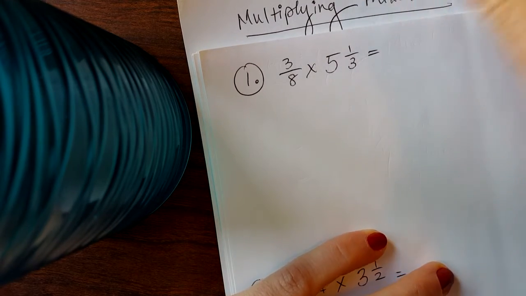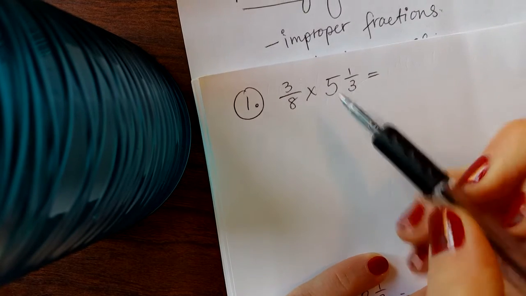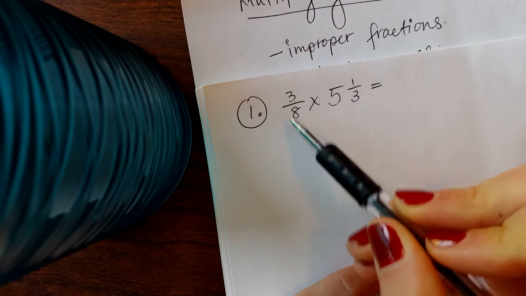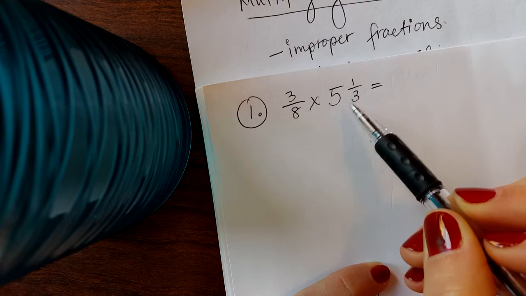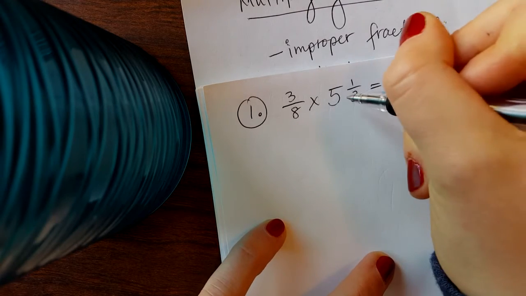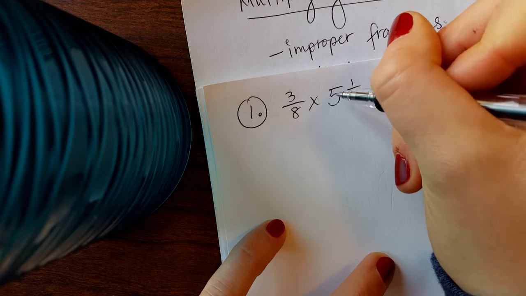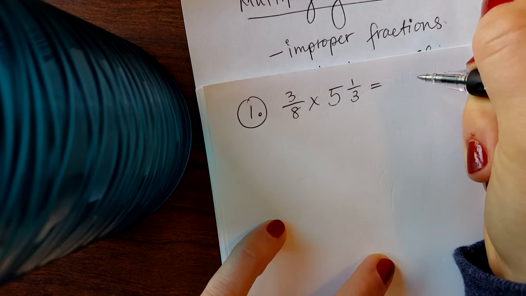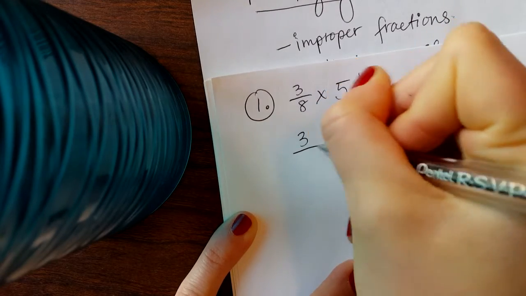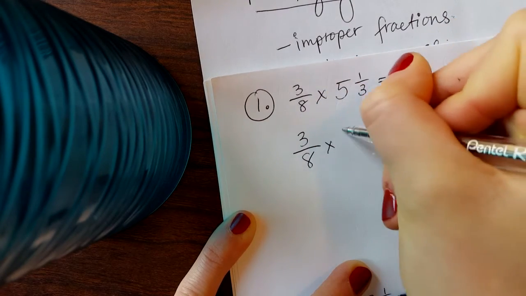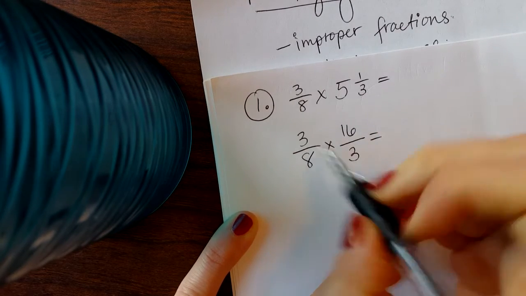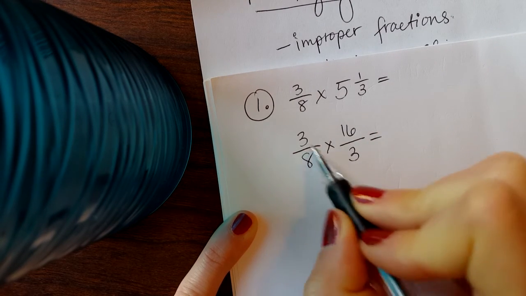So first I'll start by changing these into improper fractions. 3/8 I don't need to change, it's already a proper fraction, but 5 1/3 I need to change. So let's see. 5 is 15/3 plus 1/3 is 16/3. So my new problem is 3/8 times 16/3. And now I'm ready to just multiply across.